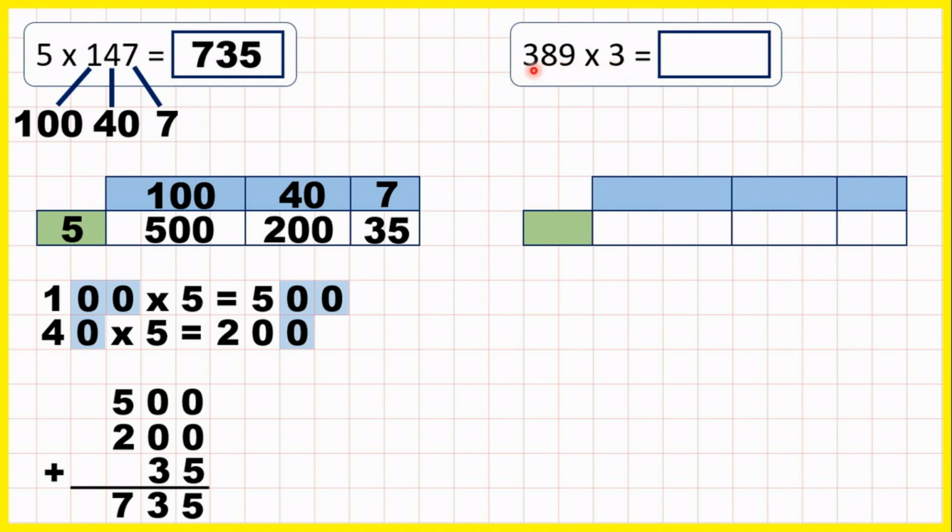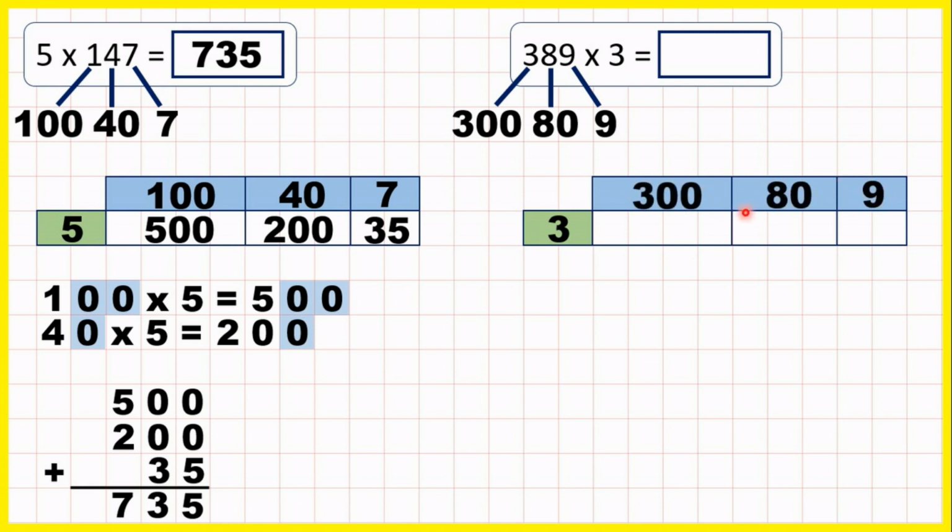Now 389 times 3. Again, we're going to partition our 3-digit number. So this 3 stands for 300, this 8 for 80, and this 9 for 9. So we can write the single digit number in the question on the left, and then our partitioned number, so 300, 80 and 9, on top.